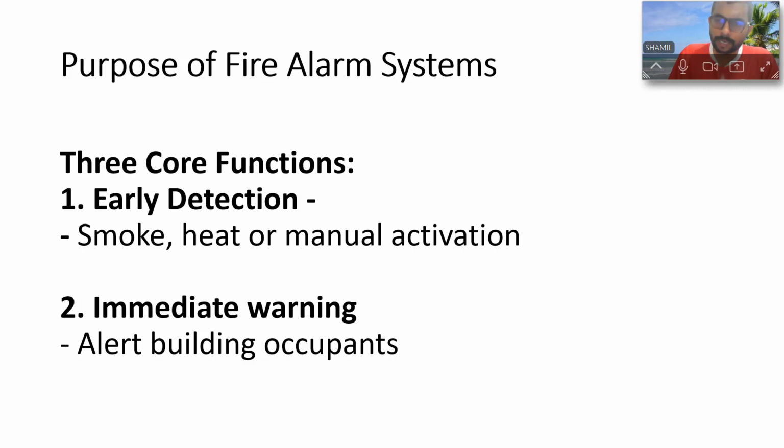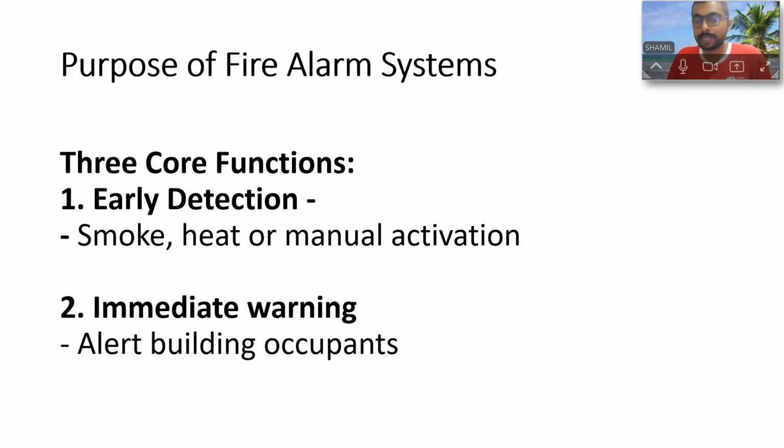The purpose of having a fire alarm system is to serve three core functions. The first function is that it provides early detection. That is, inside a building, if there is a fire, the fire alarm system will detect the fire and then notify the occupants of the building that there is a fire. When I say detection, it could be smoke detection, heat detection, or manual activation. That is, a human being can see a fire, go to the nearest manual call point, and activate the alarm. That is what early detection means.